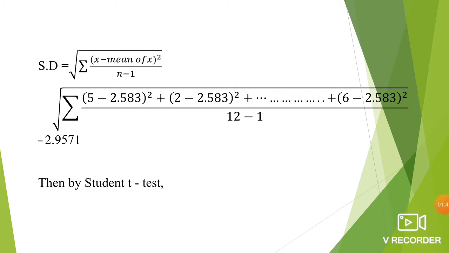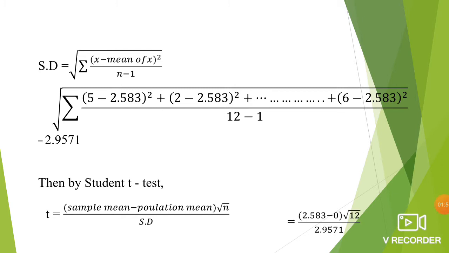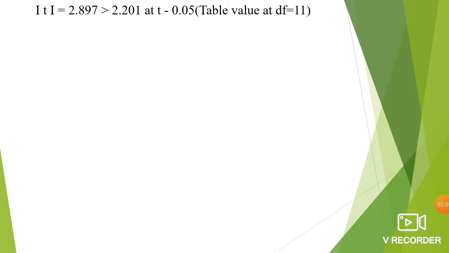Then by the student t-test formula, sample mean minus population mean, divided by standard deviation of the sample, into root n. So we substitute the sample mean and population mean, divided by the standard deviation, into root 12. We get the T value 2.897. So the modulus of T, 2.897, is greater than 2.201, the given value. The calculated value is greater than the table value at 5% level.